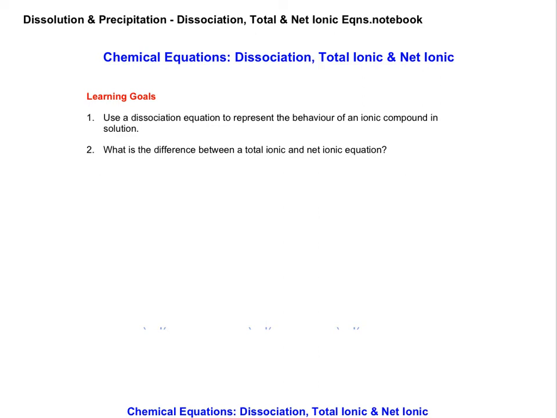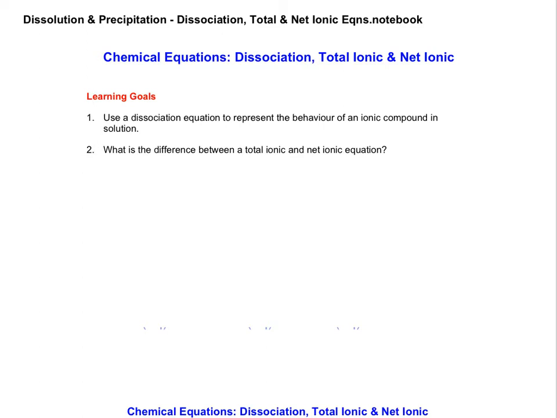In this tutorial, we are going to learn about chemical equations, but some specific types of chemical equations, namely dissociation equations, total ionic equations, and net ionic equations. And the one thing that all three of these types of equations have in common is that they deal with how substances either behave or react in solution.